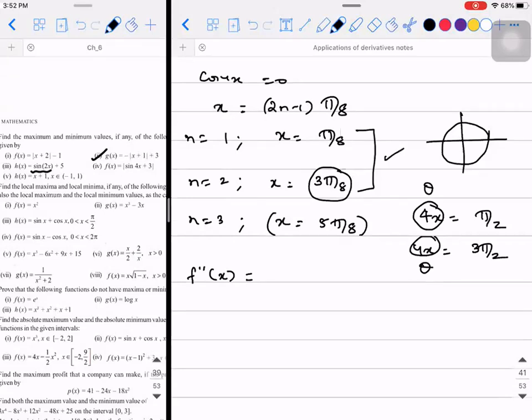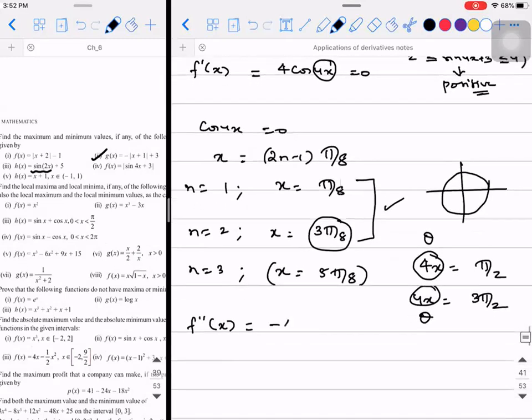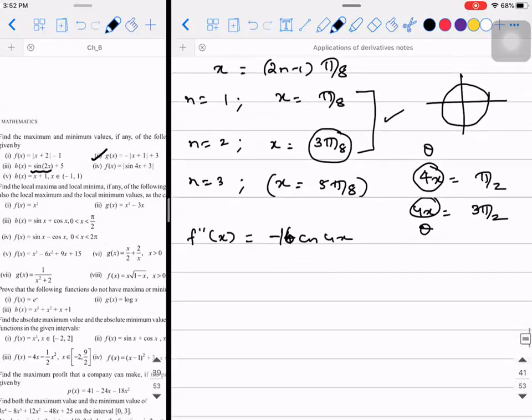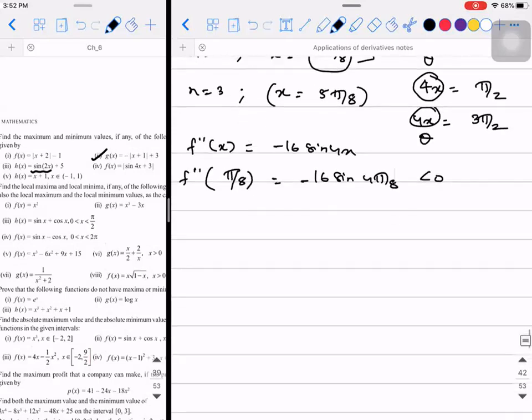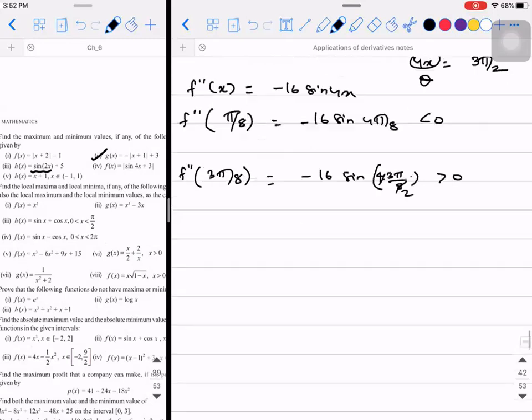So f double dash of x is minus 16 sin 4x, right? So f double dash of pi by 8 will be minus 16 into sine of 4 into pi by 8. So this will be less than 0. And f double dash of 3 pi by 8 will be equal to minus 16 into sine of 4 into 3 pi by 8, so that will be 3 pi by 2. This will be greater than 0.